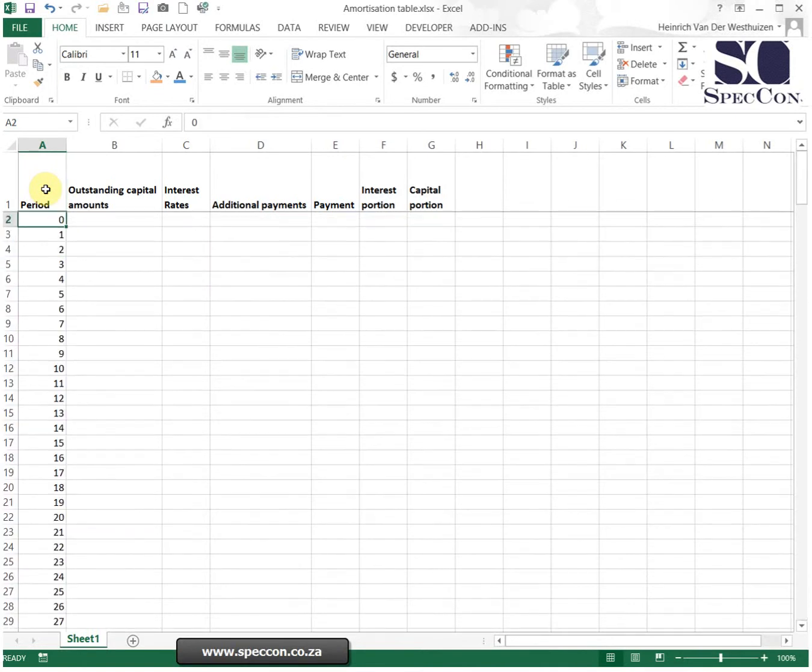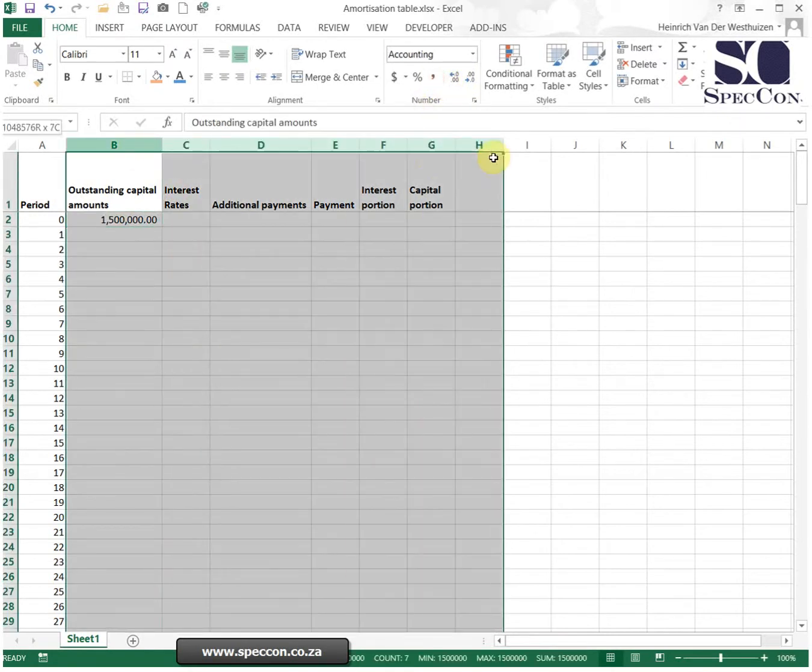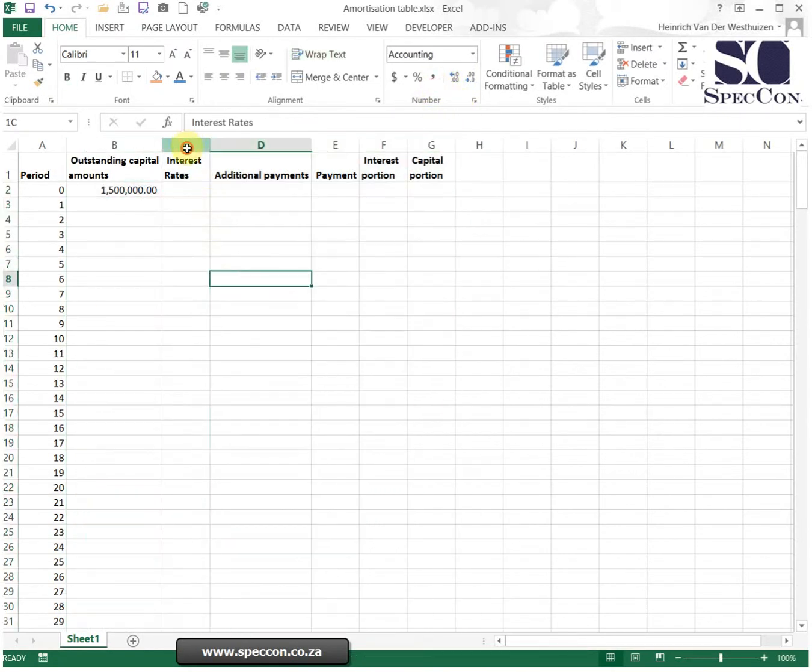So the original starting amount is 1.5 million. So let's just get this all in the right format. So that will be in period 0, obviously. The starting interest is 15%. We haven't got any additional payments yet.